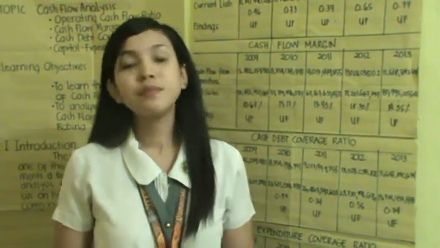Cash debt coverage ratio. It is similar to the commonly used total debt over total asset ratio. It measures the solvency of a company and its ability to pay debts whenever they are due. The formula for this ratio is cash flow from operating activities over the total liabilities. The higher the coverage ratio, the better a business can pay off its financial obligations.